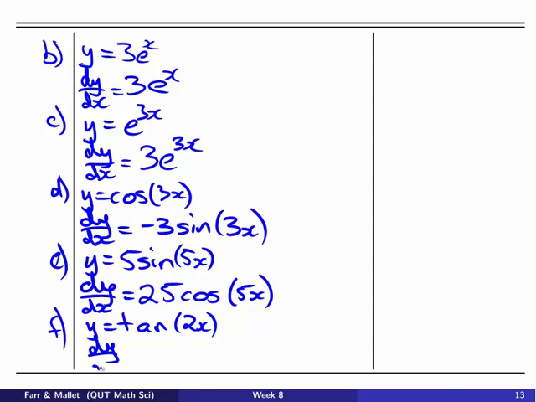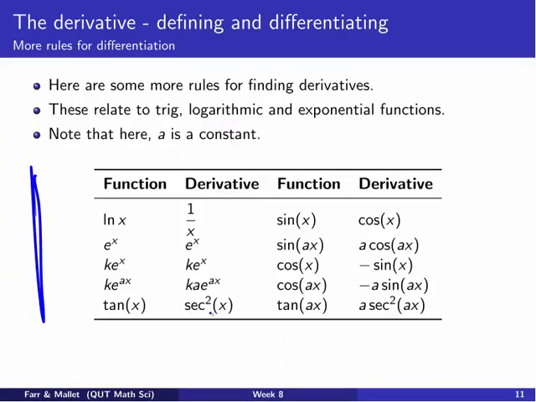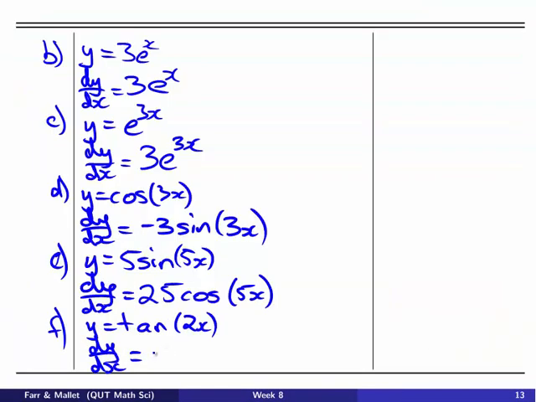Finally, with tan x, it's a funny looking rule, which brings in a new function that we haven't really talked about, the sec function. So tan of a multiple of x is that multiple times sec squared ax. So we have 2 times sec squared 2x. So there's some derivatives, figuring them out from rules and also from definitions.